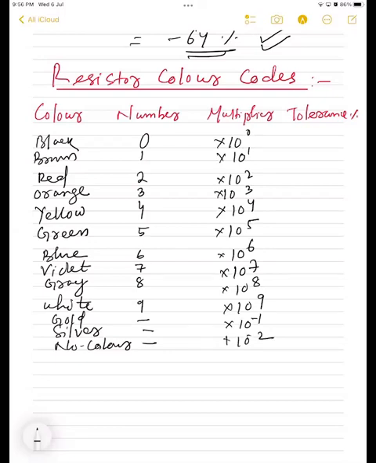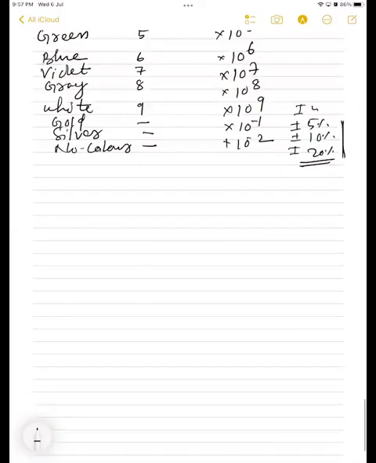And after the multiplier, there is a tolerance value. For gold, it is plus or minus 5%. And for silver, it is plus or minus 10%. And for no color, it is plus or minus 20%. Understood?